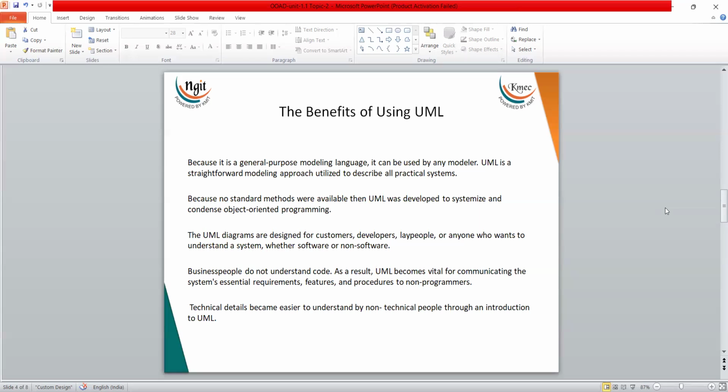Business people do not understand the code. As a result, UML becomes vital for communicating the system's essential requirements, features, and procedures to non-programmers. Technical details become easier to understand by non-technical people through the introduction of UML.